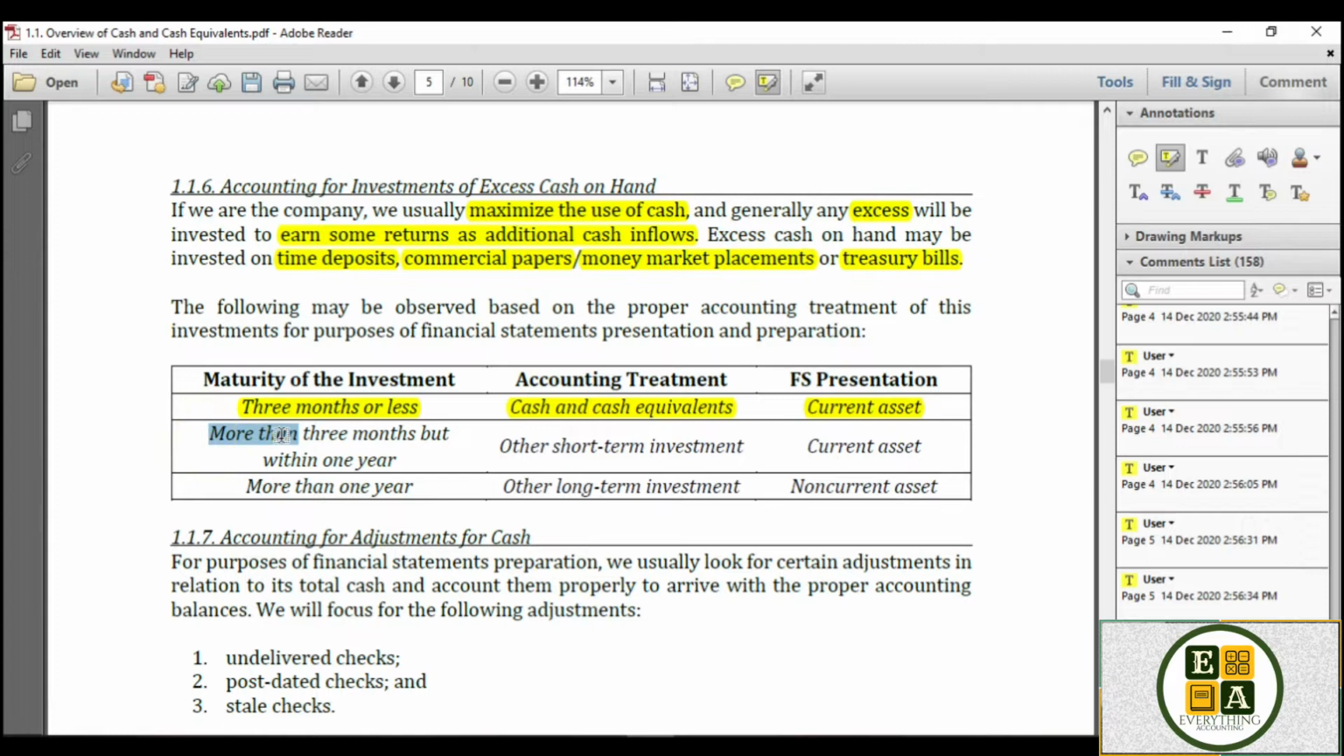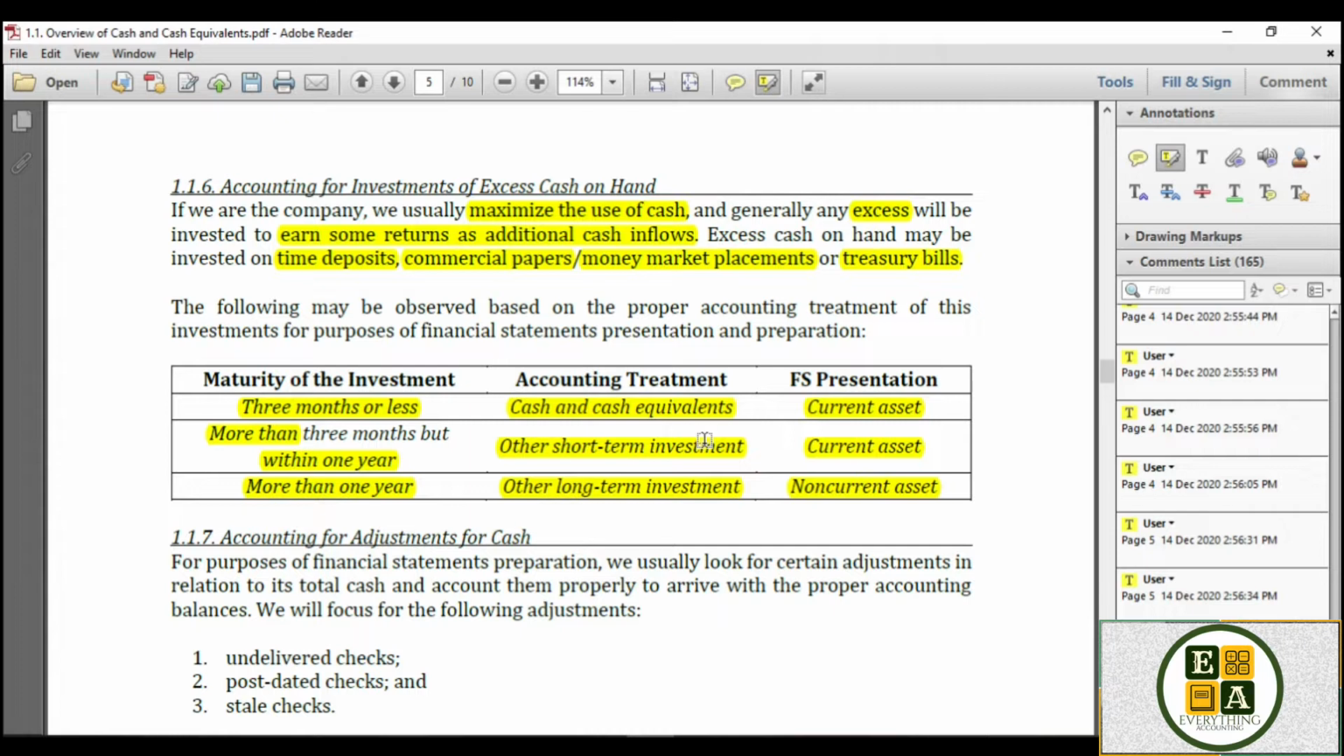However, kapag more than 3 months, sabihin natin 4 months, 6 months, but within 1 year, other short-term investment yung treatment, general treatment, pero pasok pa rin siya as current asset. Pero kapag more than 1 year na siya, ibig sabihin, counting from December 31 reporting date, pag nag more than 1 year na siya from that date, that's the time na other long-term investment yung treatment, non-current asset siya. Okay? So, yun yung kailangan i-observe kapag merong mga items referring dun sa cash on hand.